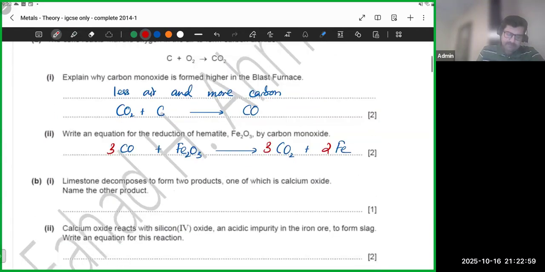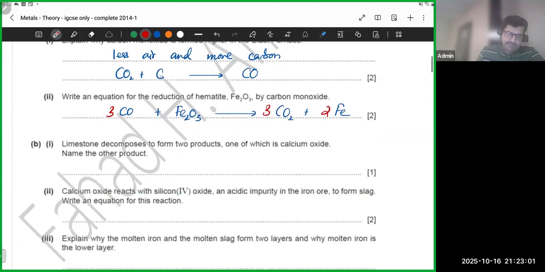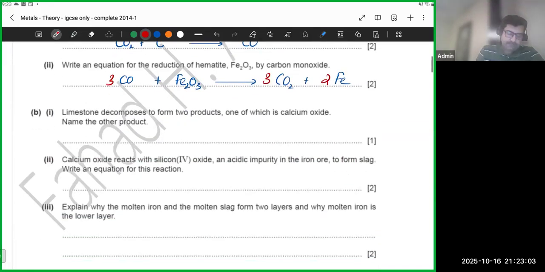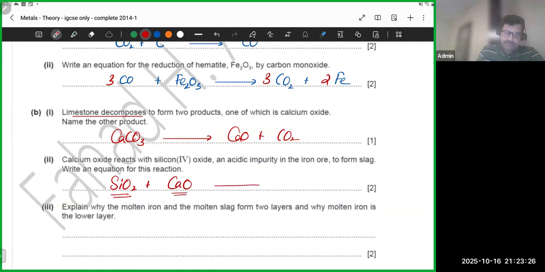Limestone was added so that you could get rid of impurities. The first thing was the decomposition of limestone. Calcium carbonate would decompose and form calcium oxide plus carbon dioxide. Then the number one impurity was sand, silica, which was SiO2. Non-metal oxides are acidic, metal oxides are basic. They would react together and form calcium silicate, which is also known as slag.